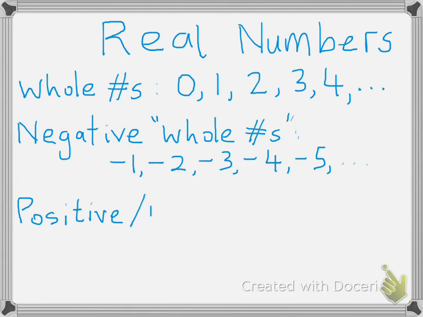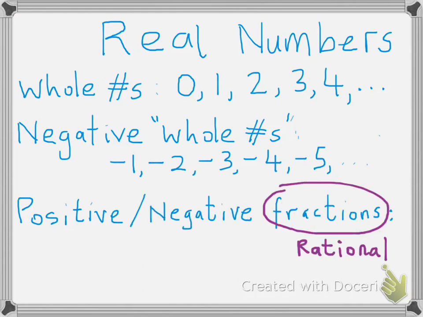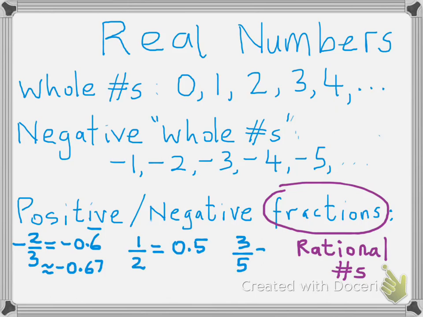And then you also have the positive and negative fractions, which you call rational numbers. Examples of rational numbers are negative 2/3, which is a recurring decimal. You will remember that you can write it as negative 0.6 bar, which means it's negative 0.6666666. You can approximate it as negative 0.67. 1/2 is another fraction, 0.5, and 3/5 is another example of a fraction, 0.6. There are infinitely many of them.